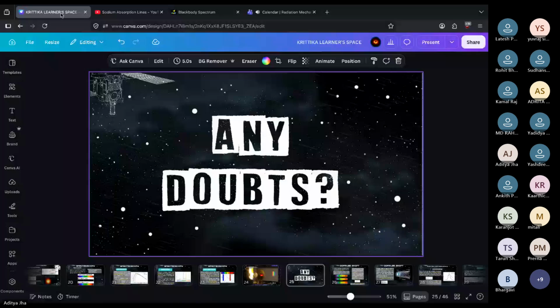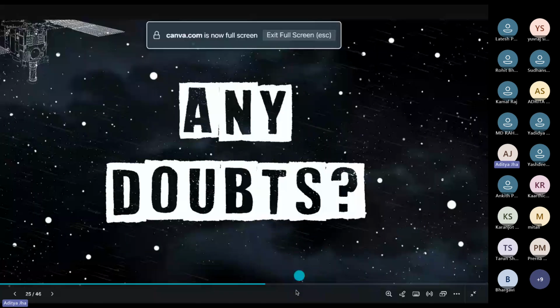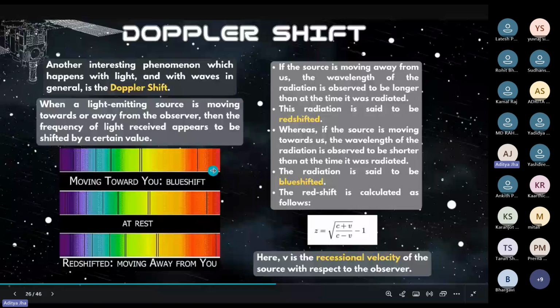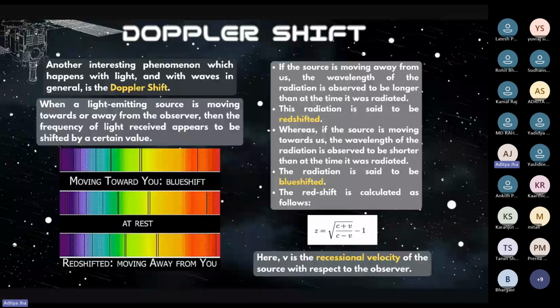Let's continue by talking about the Doppler effect. It's a very interesting phenomenon that happens with light and with waves in general, which is when a light emitting source starts moving towards or away from the observer. Then the frequency of the light it emits appears to be shifted. Let's say the source is moving away from us. Then the radiation wavelength we observe will be longer than the actual wavelength. So this radiation is said to be redshifted.